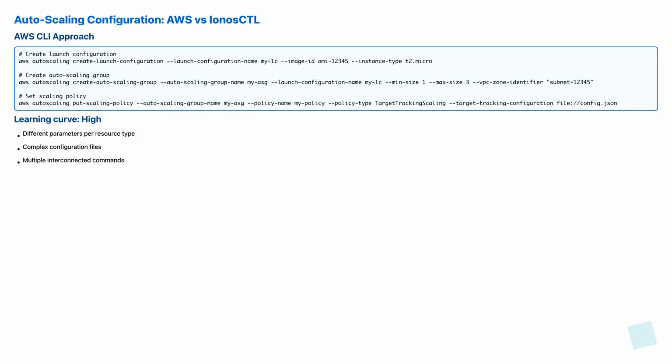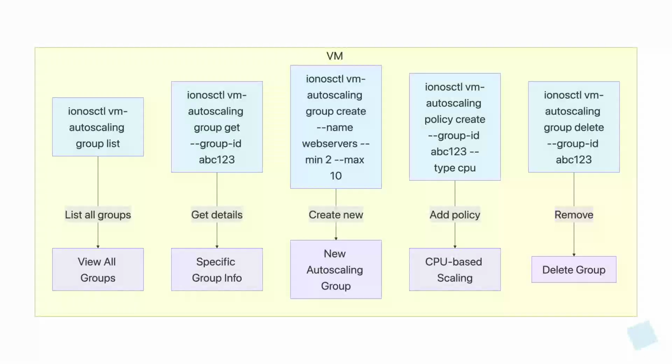That could save us time. How would this work in practice, though? Let's say I need to set up some auto-scaling for our web applications. In AWS, I'd have to remember a specific set of commands just for that service. Let me show you a common pattern with VM auto-scaling groups.